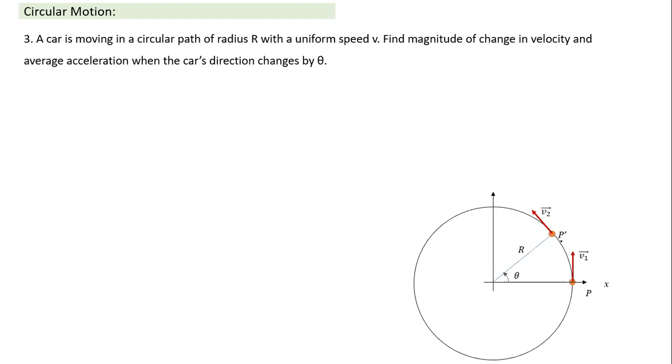So whatever two points in the circle, we know the property. Whatever angle we have between normals at the two points, the angle between tangents will also be the same. If I extend this direction, the angle between v2 and v1 also will be theta. So when it undergoes angular displacement theta, the direction of velocity also changes by theta. So what we need to calculate here is the magnitude of change in velocity.